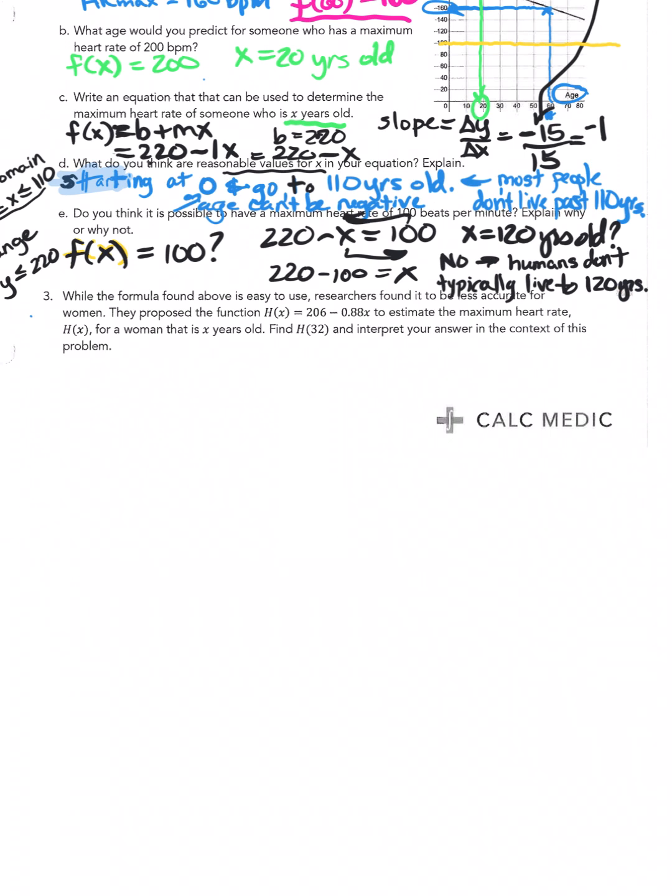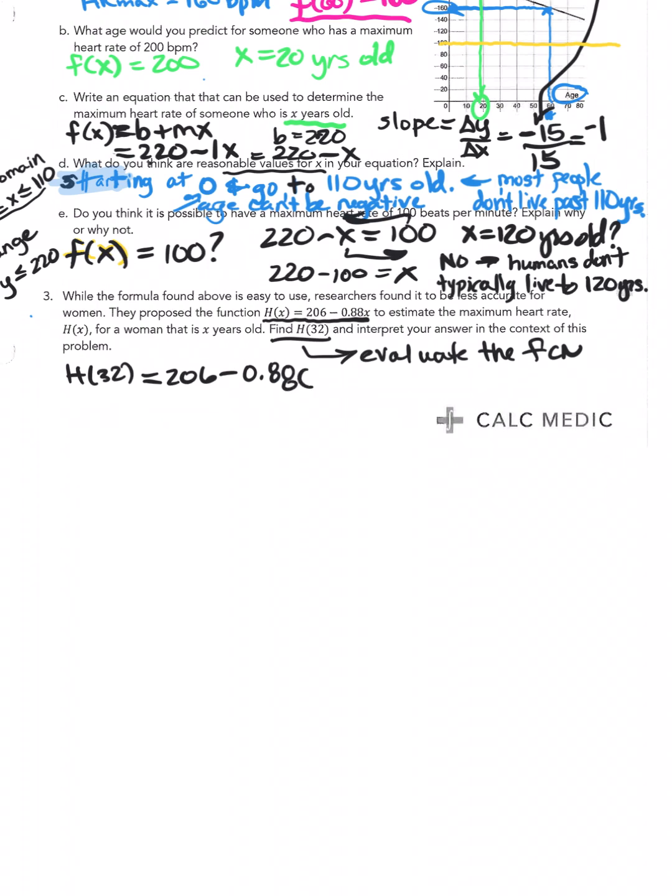While the formula found is easy to use, researchers found it to be less accurate for women. They proposed the maximum heart rate would be this function to estimate the maximum heart rate, okay? X years old. It says find H of 32. So we're going to evaluate this. In other words, when it says H of 32, it's asking you to evaluate the function. FCN is function. Evaluate the function. So H of 32 simply means plug in 32 where there's an X. 206 minus 0.088 times 32.